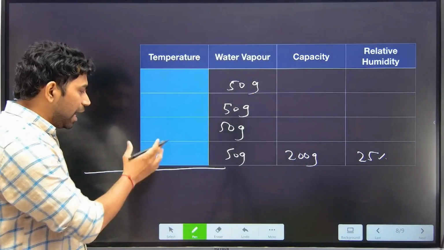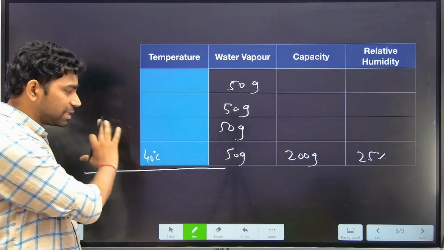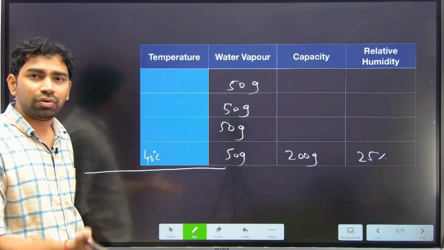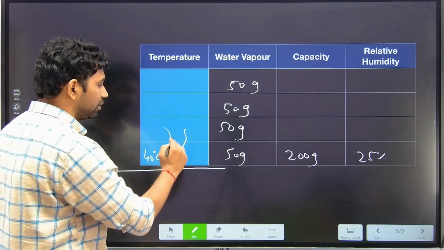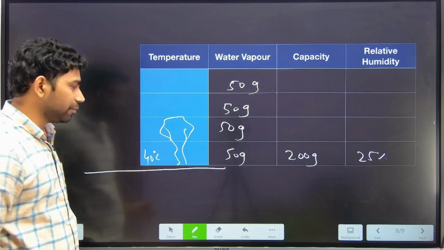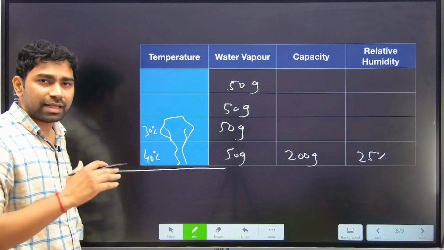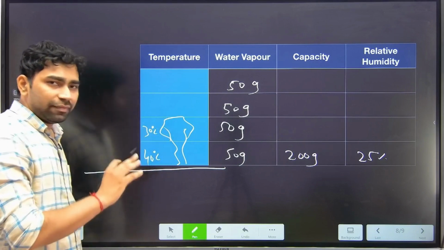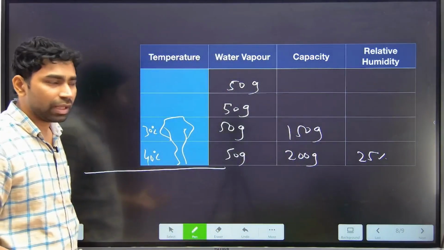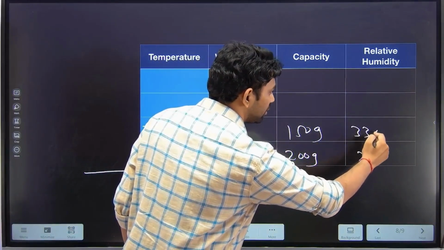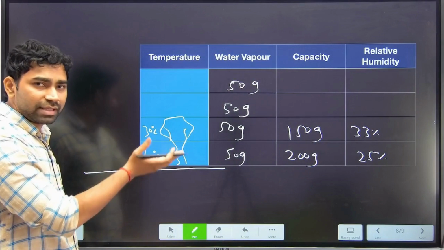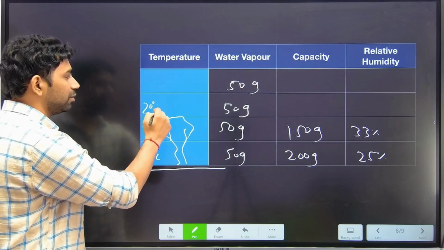Okay. Now because the temperature is high near the surface, the air around the surface is also warm, and warm air is light, so it will go up. So if this air goes up, it will expand, and because of adiabatic cooling, the temperature decreases at some height. So as you know that if the temperature is low, the capacity to hold the water vapor is also low. Now what will be the relative humidity? It is 33%.